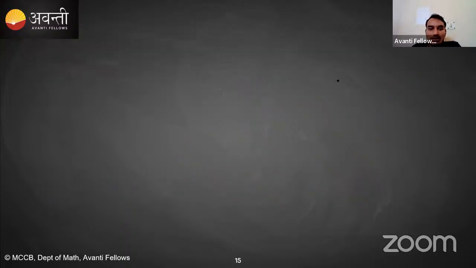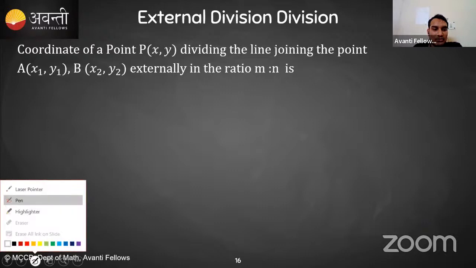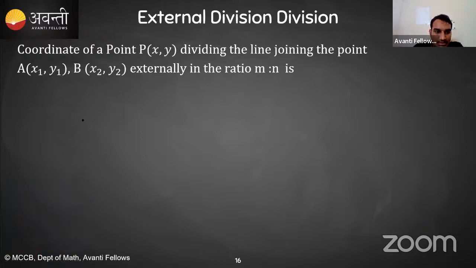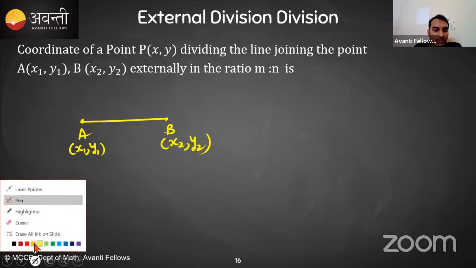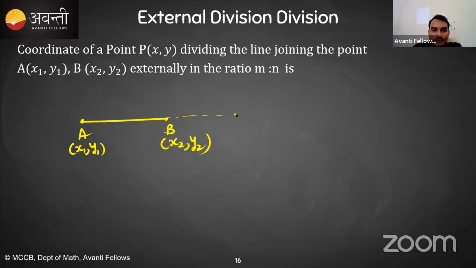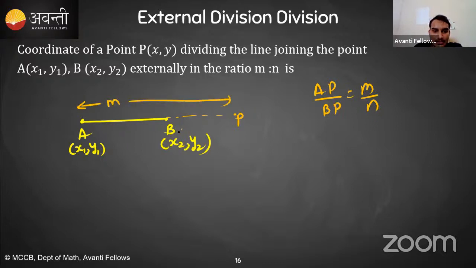Okay. So now similarly, if P is dividing your AB externally, means this is A, this is B. A point is x1 comma y1, B point is x2 comma y2. And this point P is dividing your AB externally. Let's say P is like this, in the ratio m is to n. So P is dividing your AB in the ratio m is to n, means AP upon BP is m upon n.